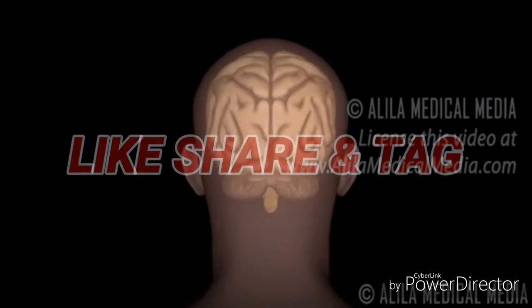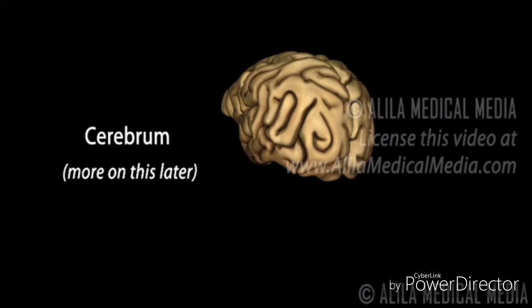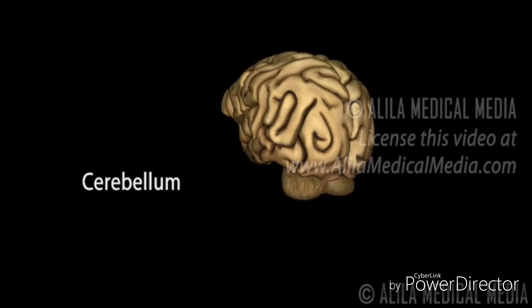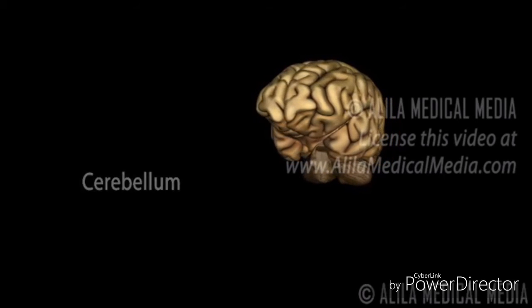The human brain is divided into three major parts. The cerebrum, the largest part of the human brain. The cerebrum enables sensory perception and controls voluntary motor actions. The cerebellum. The cerebellum lies inferior to the cerebrum at the back of the head. It is mostly involved in coordination of movements and fine-tuning of motor activities.